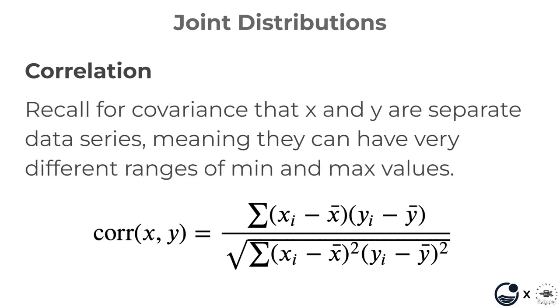Recall for covariance that X and Y are separate data series, meaning they could have very different ranges of min and max values. For example, the total bill could go from maybe $0 all the way to thousands of dollars, but the tip itself maybe only goes from $0 to maybe hundreds of dollars. So that's already an issue where you're tracking the covariance between two series that could have a relationship, but their values are super different. That's going to mean it's going to be hard to actually interpret the raw covariance number, because again, it can go from negative infinity all the way to positive infinity.